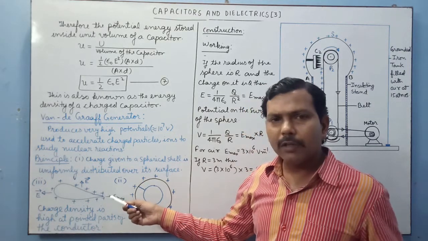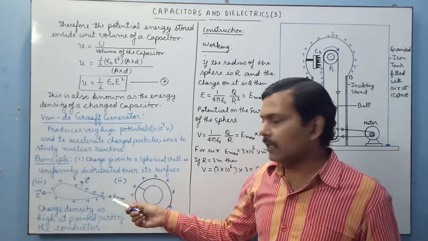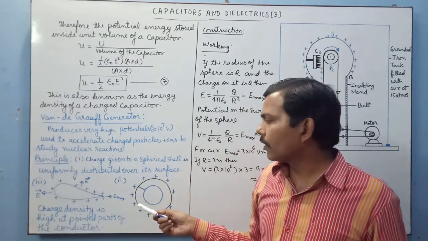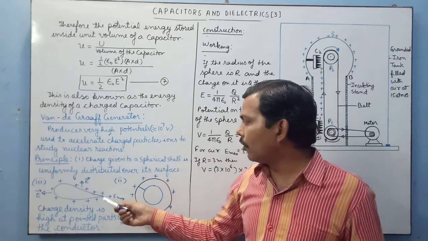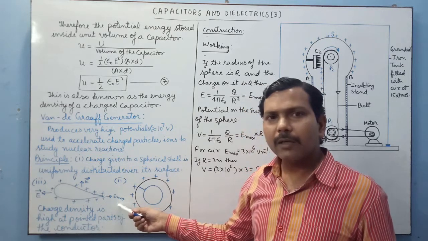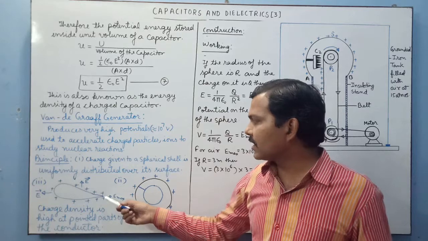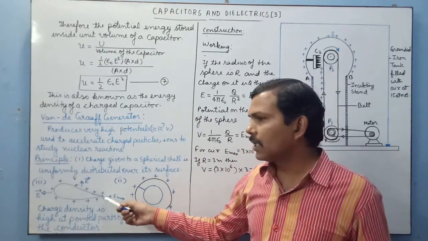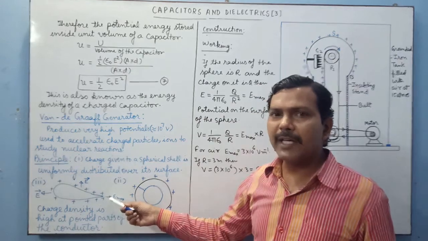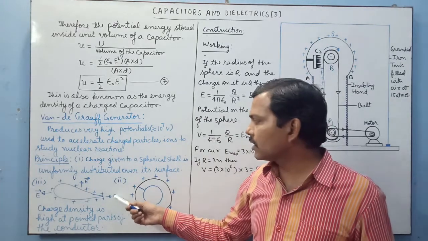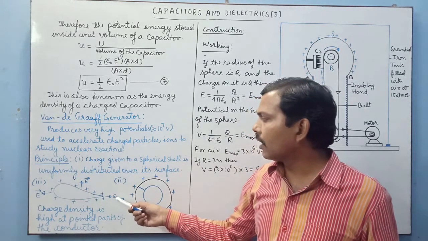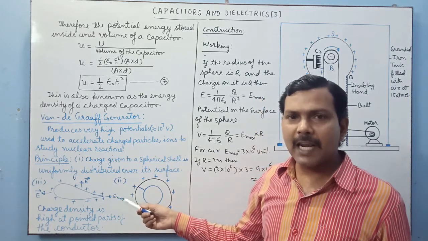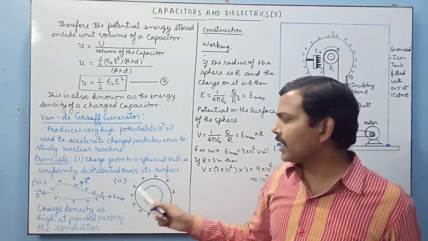And if we go on giving charge to the conductor, then after a certain limit, this charge starts going into the air or is discharged in the surroundings from the pointed parts, or where the electric field is maximum. This discharge of charge from pointed parts of the conductor is known as electric wind or corona discharge.